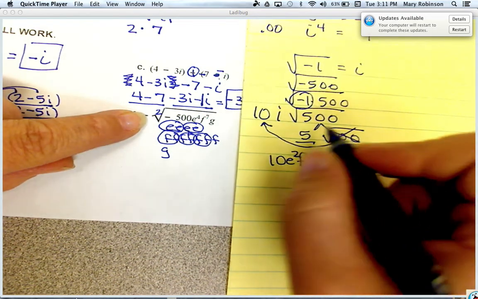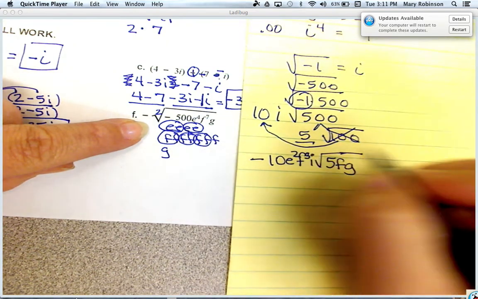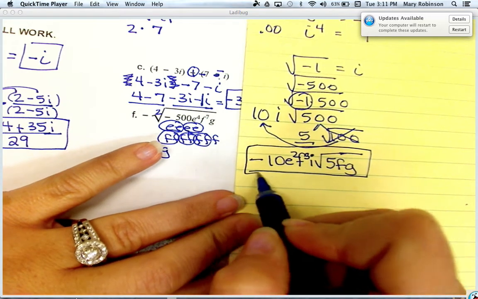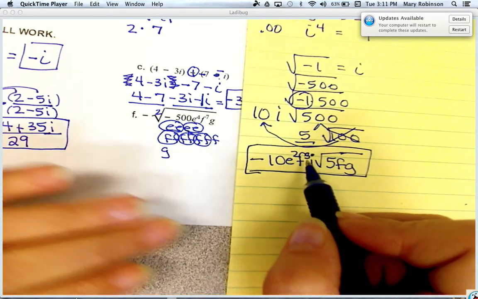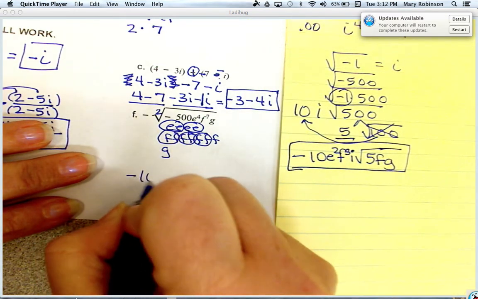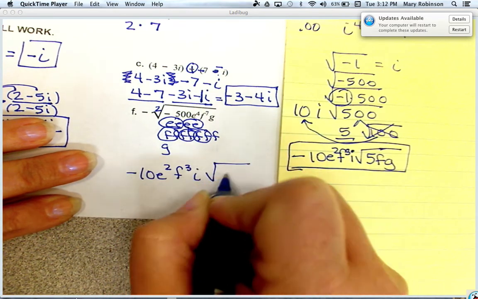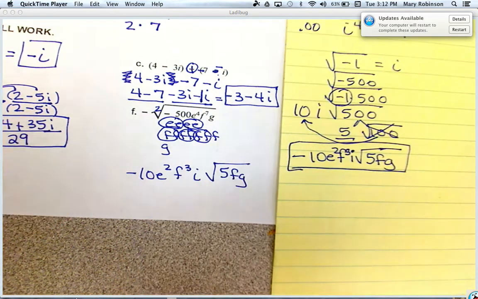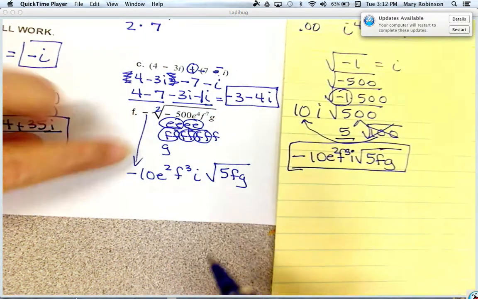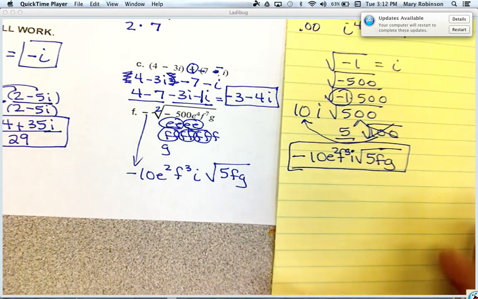The only thing I need to consider here is that there was already a negative, and I should have my I. So my answer here would be negative 10 E squared F cubed I square roots of 5FG. Alright, so this negative is because this negative is already out here, and the I comes from the negative on the inside. Other than that, it's just simplifying a square root.